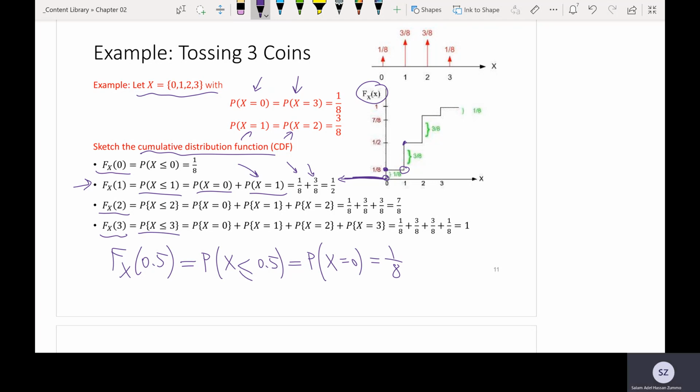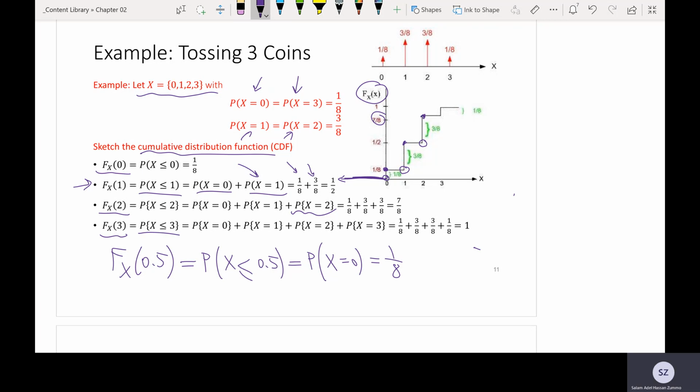Now, similarly, what is F_X of 1.2? Half, right? Because it includes the same events. F_X of 1.9. Still, we are here. We are including the same events because it's the probability that x is less than or equal to 1.9. It continues like this until we hit 2. When we hit 2, there is another event that was included, which changed the probability. The probability became 7 over 8. And this is closed here.